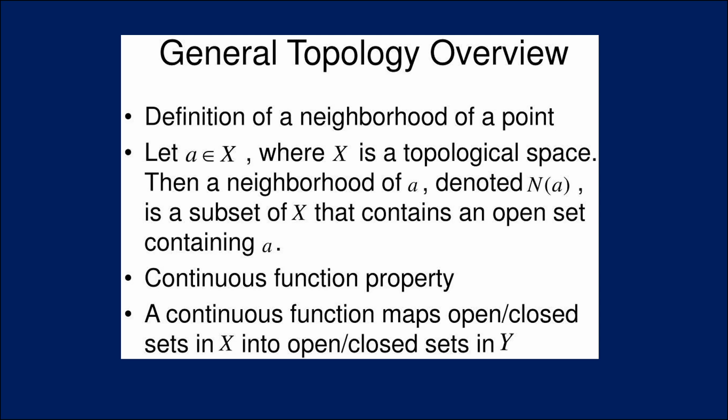Here is the neighborhood definition. If A belongs to X, where X is a topological space, then a neighborhood of A, denoted N of A, is a subset of X that contains an open set containing A. It satisfies the continuity property: continuous functions map open or closed sets in X into open or closed sets in Y.